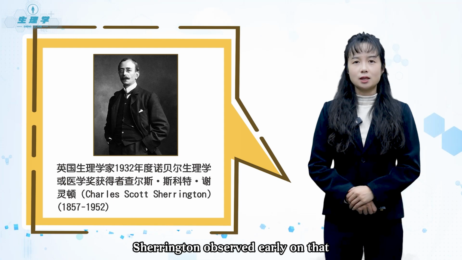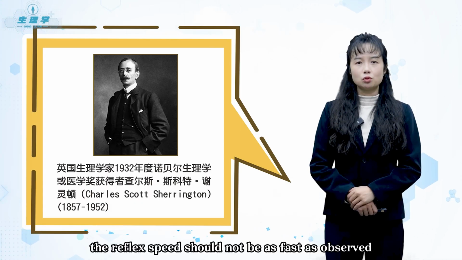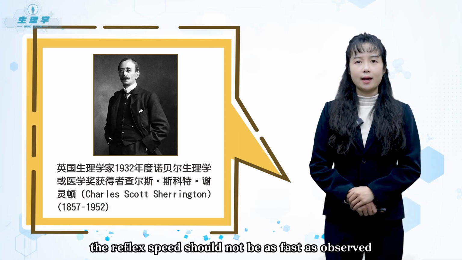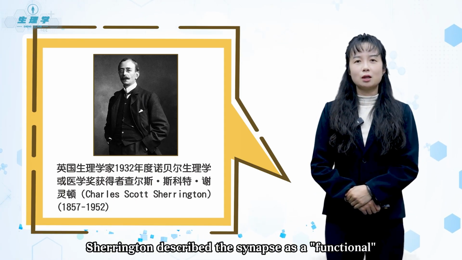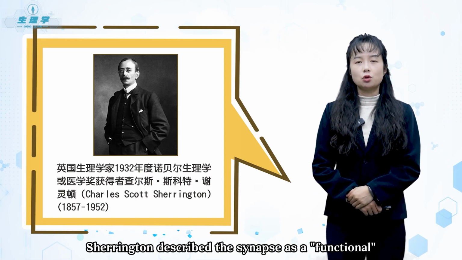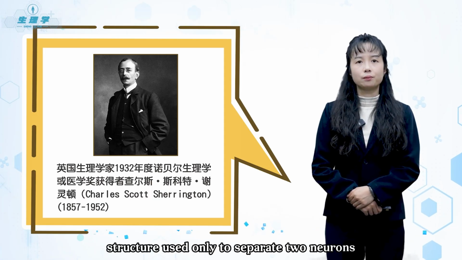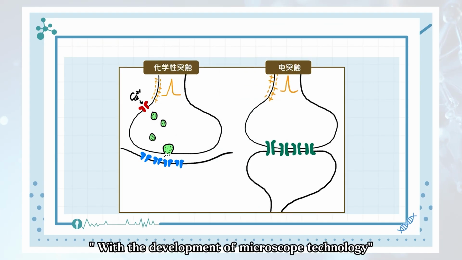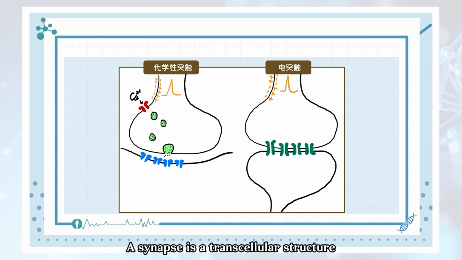Sherrington observed early on that if reflexes involved only continuous nerve fiber signal conduction, the reflex speed should not be as fast as observed. Limited by the objective conditions of the time, Sherrington described the synapse as a functional, not a structural, structure used only to separate two neurons. With the development of microscope technology, synapses gradually became understood. A synapse is a transcellular structure.